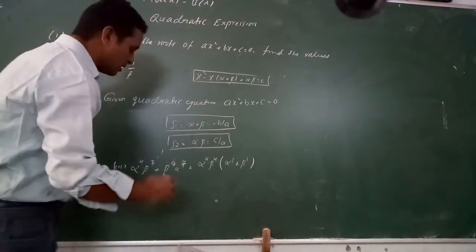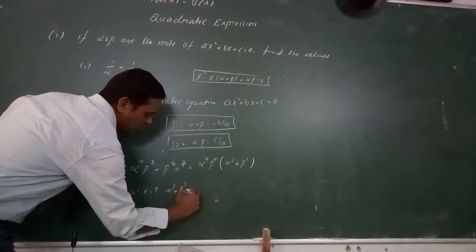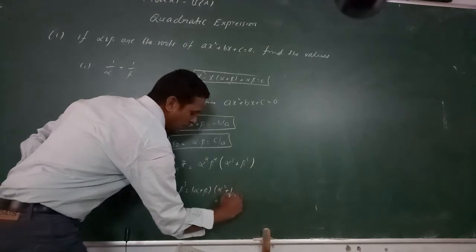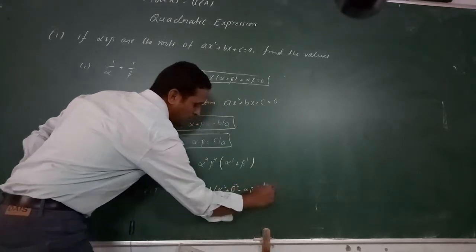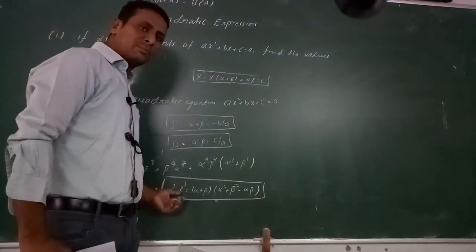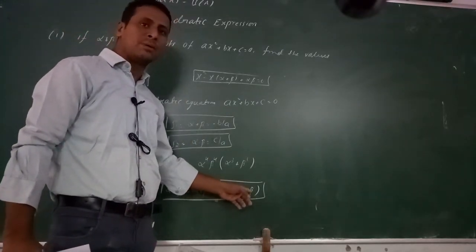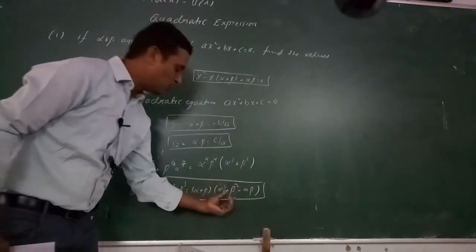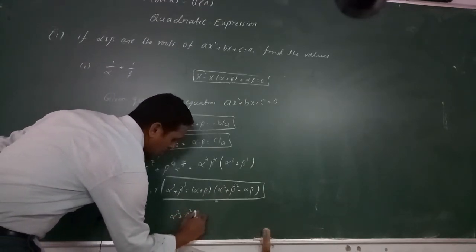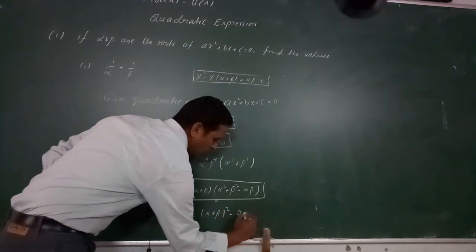Now another formula is there. What is the formula here? We know that alpha cube plus beta cube is equal to alpha plus beta into alpha square plus beta square minus alpha beta. Again, what is the formula for alpha square plus beta square? Another formula: alpha square plus beta square is equal to alpha plus beta whole square minus 2 alpha beta.